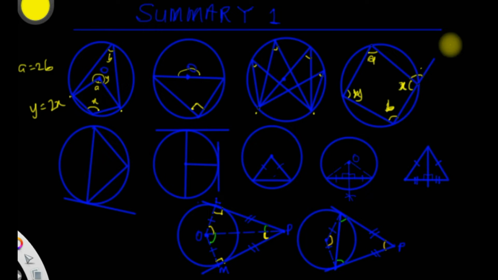So if we are saying that X plus Y is equal to 180, what is Y? Y will be equal to 180 minus X. Have you seen? Y is equal to 180 minus X.